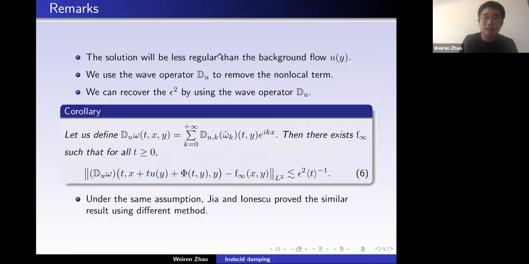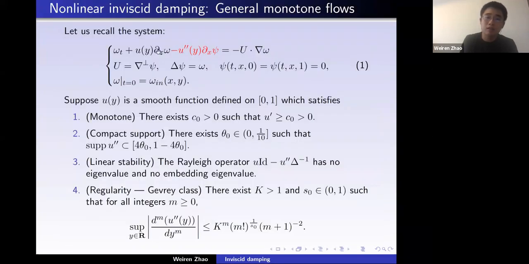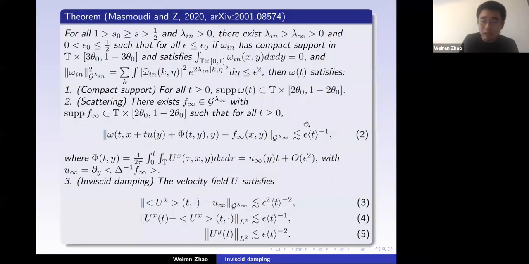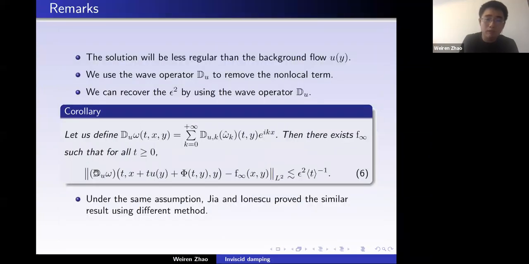The first one is that the solution should be less regular than the background flow, because you can see that in the equation, the background flow will affect the regularity of the solution. So this is a natural phenomenon. And the second thing is that we use a wave operator here to remove the non-local term. This is very interesting. And the third one is that we would like to mention this second inequality, which we have epsilon here, but by using the wave operator, we can recover the epsilon square.